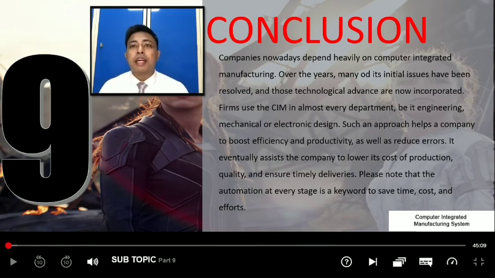To conclude, companies nowadays depend heavily on computer integrated manufacturing. Over the years, many of its initial issues have been resolved, and those technological advances are now incorporated. Firms use CIM in almost every department, be it engineering, mechanical, or electronic design. Such an approach helps a company to boost efficiency and productivity as well as reduce errors. It eventually assists the company to lower the cost of production, improve quality, and ensure timely delivery. Please note that automation at every stage is a keyword to save time, cost, and effort.